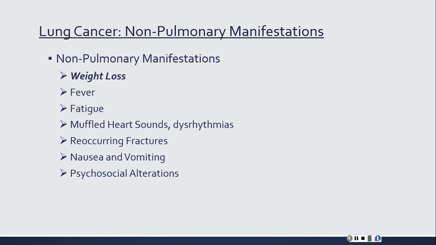Diagnostic evaluations, and I've got it down here. Apparently I didn't get it on the slide, but some of the diagnostic testing things that you would look for with cancer.